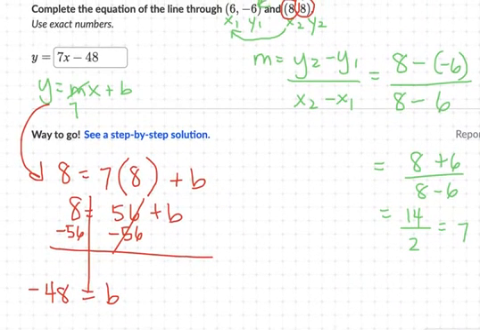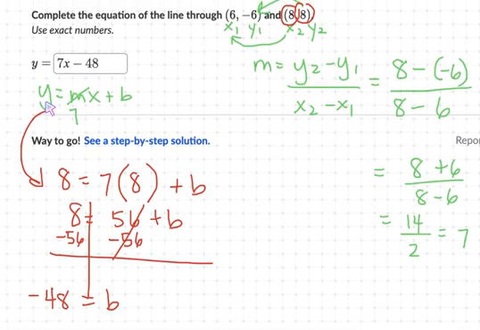Now, if you had decided you don't want to use 8 and 8, you could have used 6 and negative 6. So let me show you what that would have looked like. So we're going to take that information. Instead of y, we're putting in the y for this point.